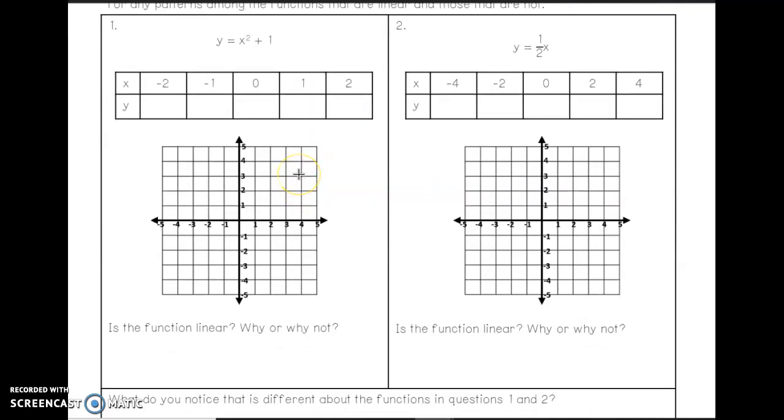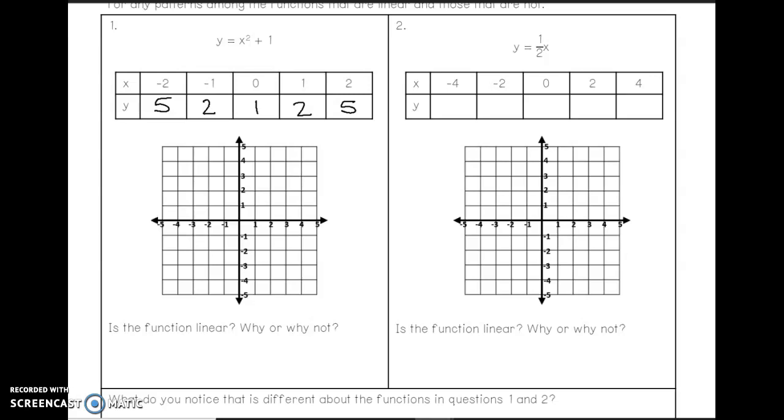Here are two examples. I have a function written here algebraically. I have a function written here. What I'm going to do is fill these in so you can see how it looks on a table and how it looks on the graph, and then we can talk about what we see. So negative 2 to the second power is 4, plus 1 is 5. Negative 1 squared is 1, plus 1 is 2. 0 squared plus 1 is 1, 1 squared plus 1 is 2, and 2 squared plus 1 is 5. So this is what my table looks like: 5, 2, 1, 2, 5.